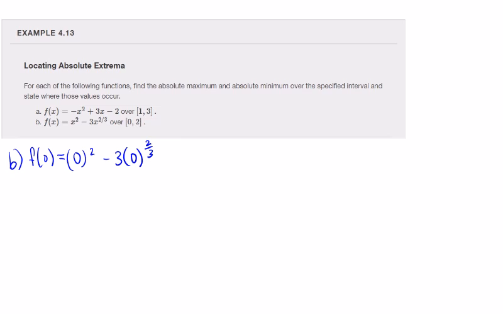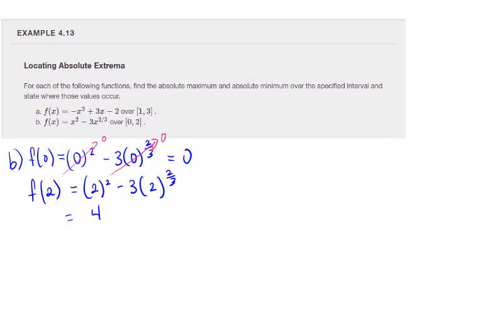0 squared is 0, right? So that turns into 0, and then 0 to the 2/3 power is 0, and 3 times 0 is 0, so that all turns into 0. So f of 0 is actually 0. All right, so that was nice and friendly. f of 2 is going to involve a little more work.